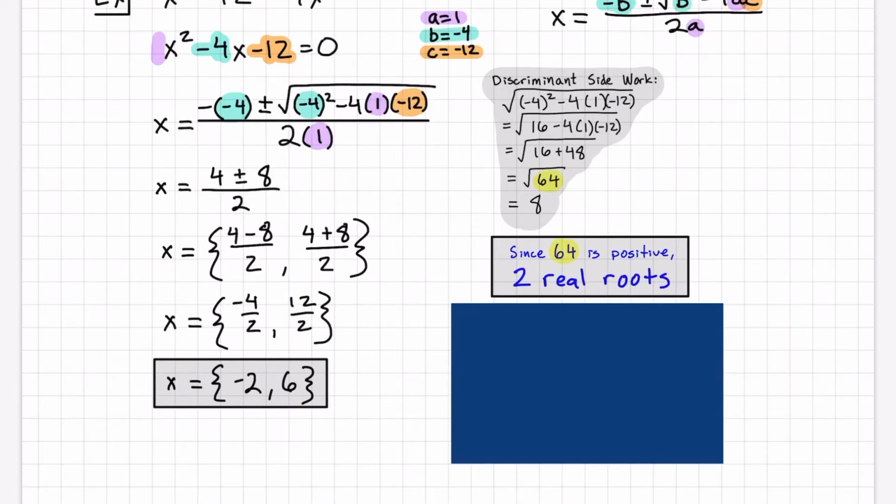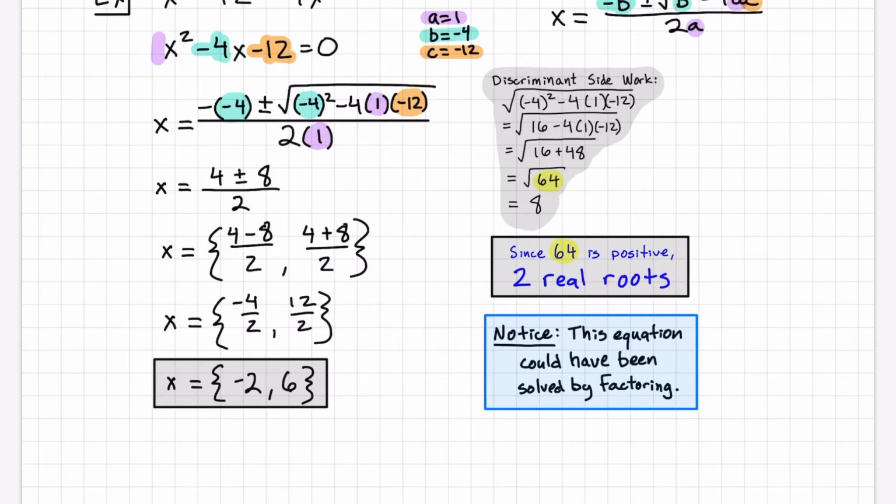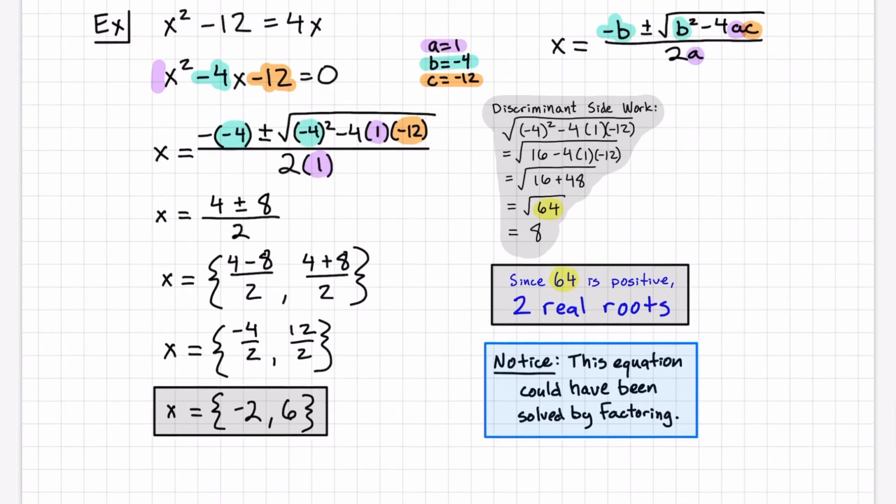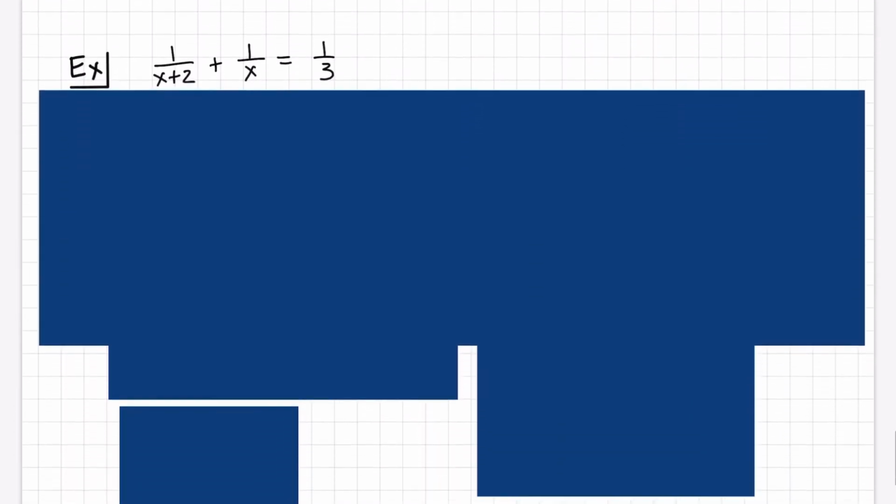And in a quadratic, that's what I'm expecting. Now, admittedly, this particular function could have been solved by factoring. So if you're a little shaky on factoring, and it's a quadratic, you can always use the quadratic formula, but notice this is a lot more work than just factoring. All right, let's take a look at another example.